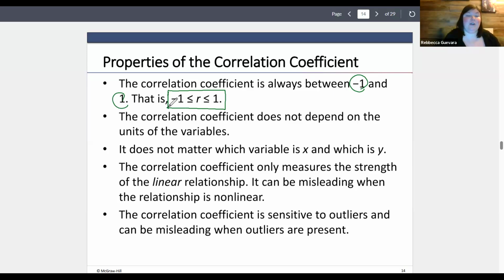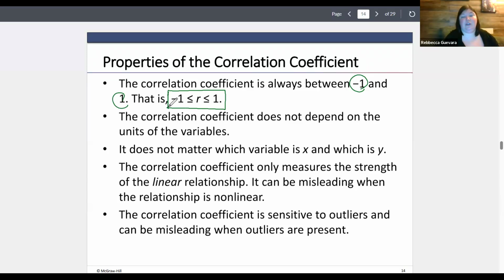It does not matter which variable is X or which is Y. If we flipped it and did all the Y's first and all the X's second, it's not going to make a difference. We just need to make sure we put all the X's together, because we need that mean and standard deviation for the X's, and all the Y's together, because we need that mean and standard deviation as well.